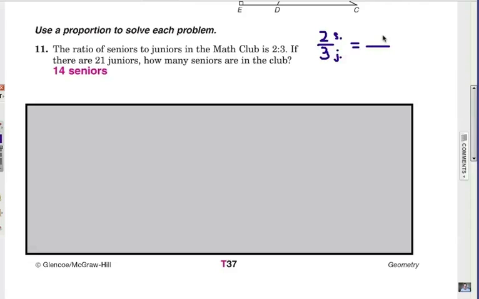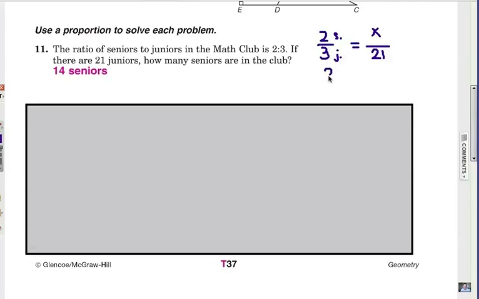If there are 21 juniors, how many seniors are in the club? Well, that helps you figure out where to put the 21. That would have to be on the bottom. And then our unknown is X, whatever you want to call it there, and that's the unknown number of seniors. So we're going to cross multiply. But what I want you to note is we could also do that ratio of 2 to 3 instead of up and down the usual way.